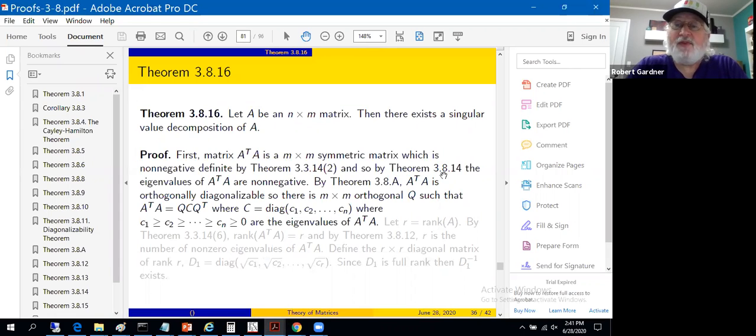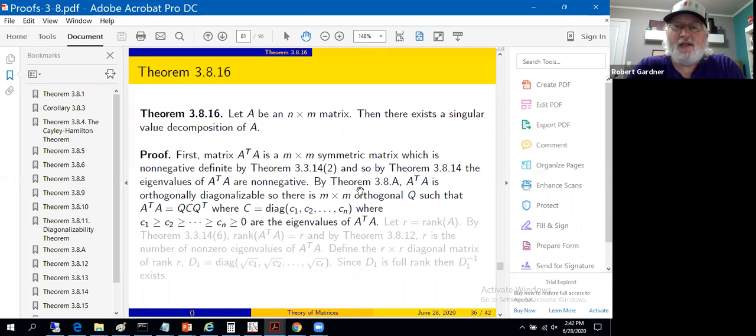By Theorem 3.8.14, we just did that one. For a non-negative definite matrix, the eigenvalues are non-negative. For a positive definite matrix, the eigenvalues are positive. That's that thing we just did, relating positive definite and non-negative definite to the positiveness and non-negativeness, respectively, of the eigenvalues. So A transpose A has eigenvalues that are non-negative.